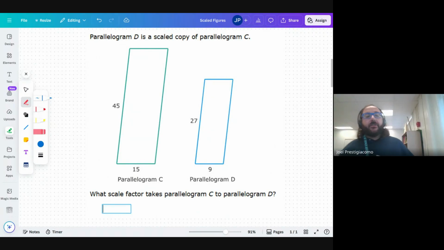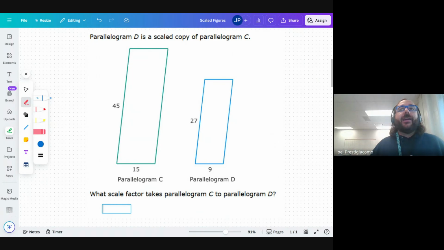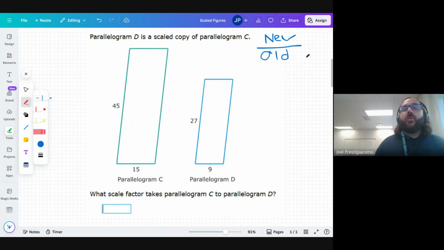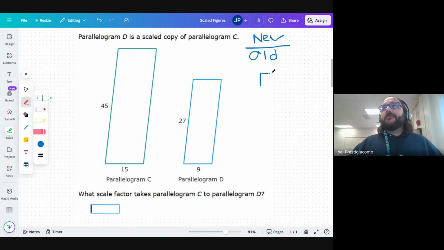So if we have figures in geometry that are said to be scales of one another, or they are said to be, the word is similar, we can create ratios the same way. And so let's look at this. It says, what scale factor takes a parallelogram C to parallelogram D? Quite simply, for our scale factor, we're going to do new over old. Where do we end up and where did we start? You could think of this as end over beginning or start.